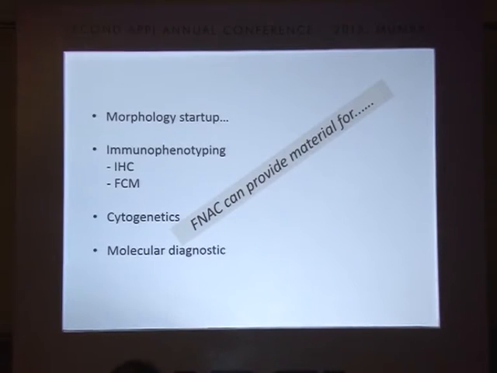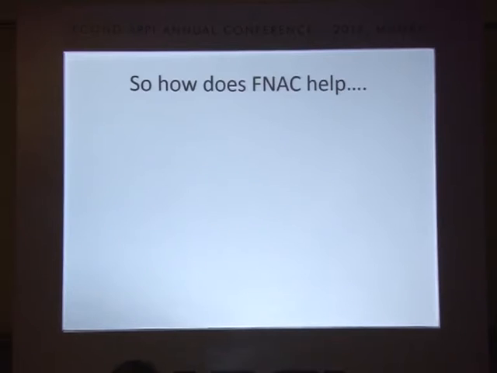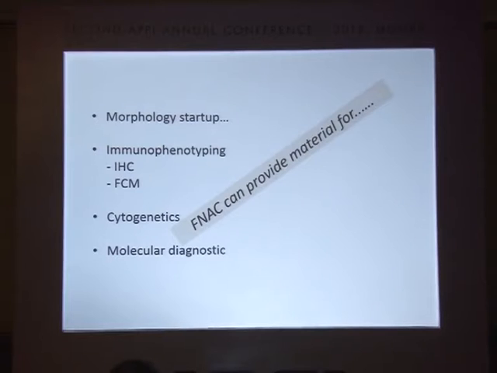So how does FNAC help us? The last slide is this. So what's the role of FNAC? FNAC will give you morphology, obviously, yes. You can define whether you want to go for lymphoma panels or blastic panels or leukemia panels, which panels. So it can guide you. Second, you can start sending tissue for immunocytochemistry or flow or cytogenetics or molecular.